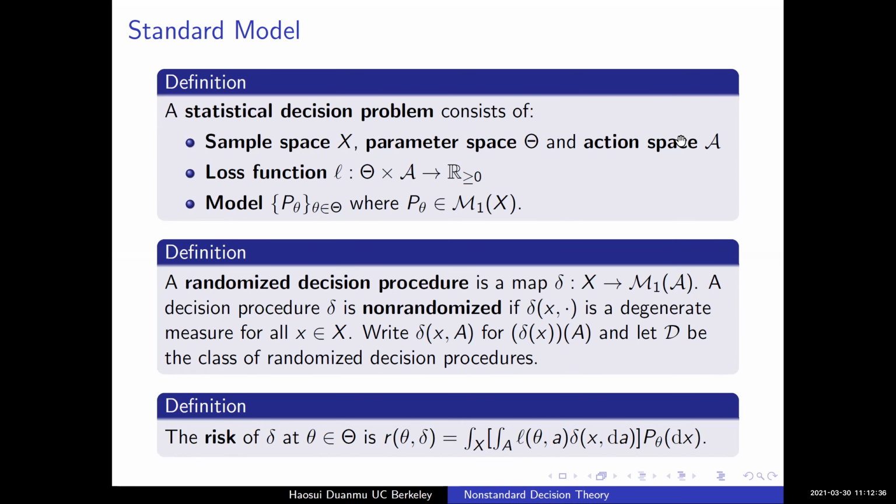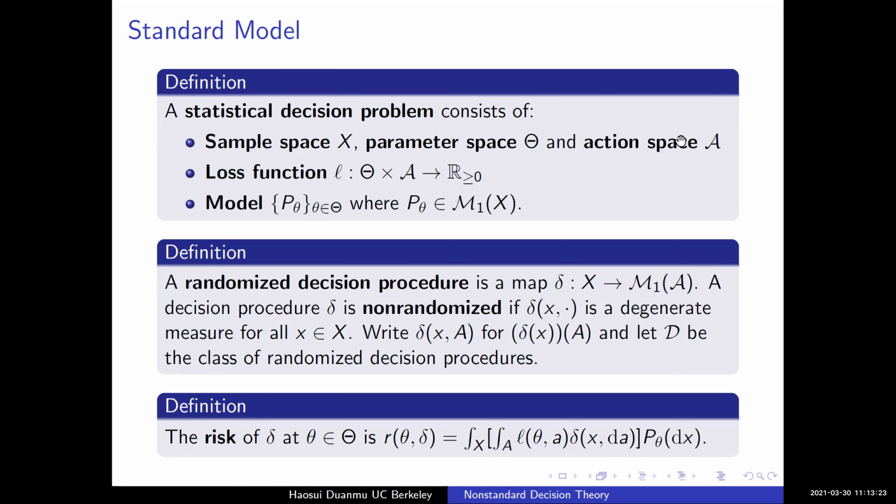Finally, we have a model P theta, which is simply a family of probability measures on the sample space X indexed by the parameter space theta. Here we use M1X to denote the set of all probability measures on the sample space X. Roughly speaking, a decision procedure will be a mapping from the sample space to the action space. Basically it says that if you observe something, then what action will the statistician take based on the observation? We now give a rigorous definition.